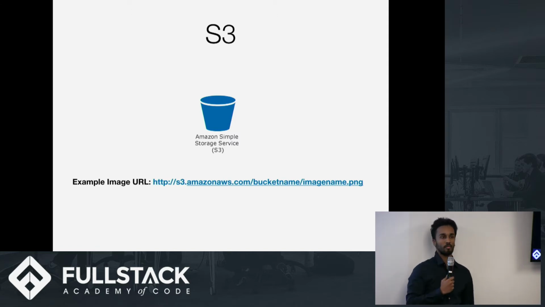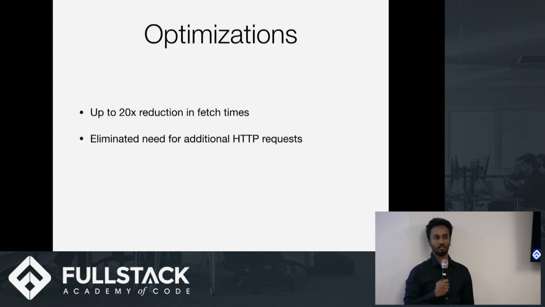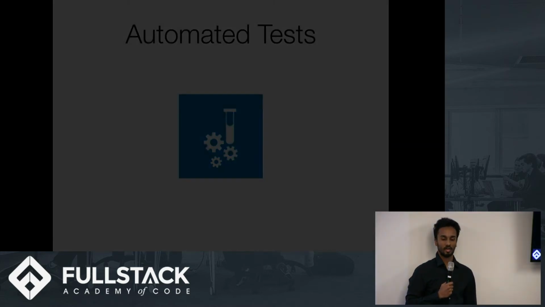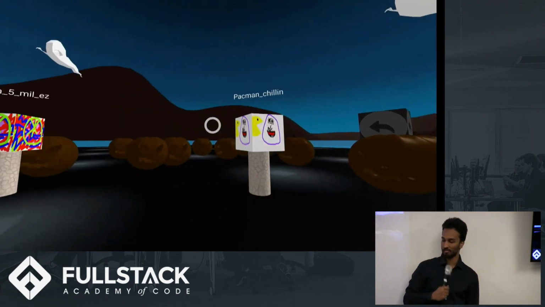Our next problem was that in our S3 endpoint, our fetch times were slow. So to improve our fetch times, we stored the image URLs in our database, which reduced the fetch times up to 20 times and eliminated additional HTTP requests compared to our S3-only endpoint that didn't store image URLs. And due to the critical nature of our S3 service, we wrote a suite of automated tests to let us know if and when our service breaks. I'm going to hand the mic off to James, who's going to talk about the VR.